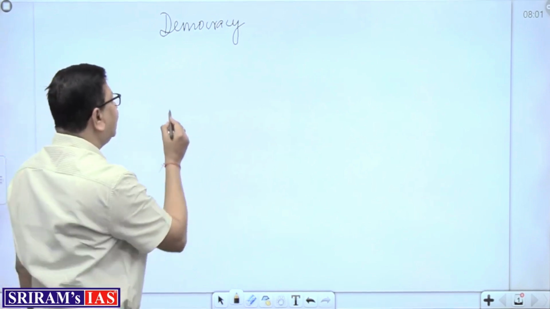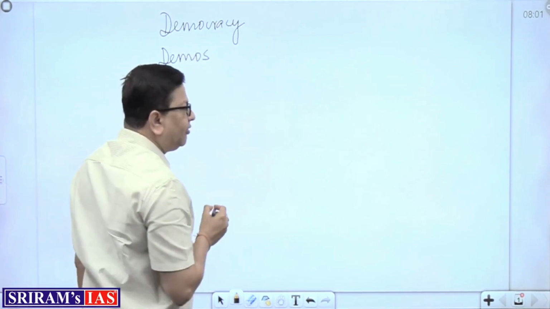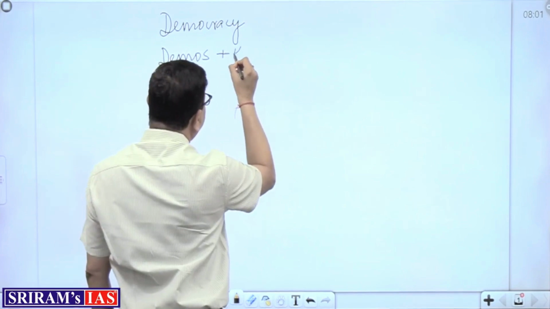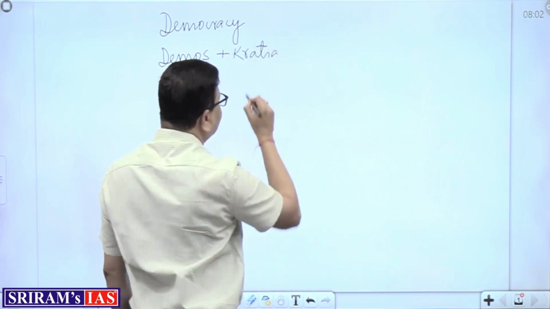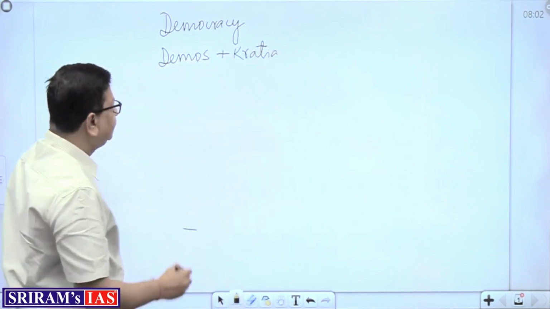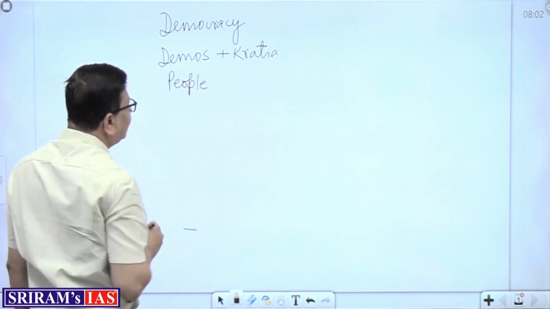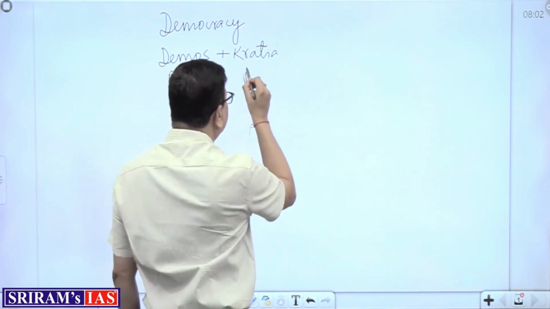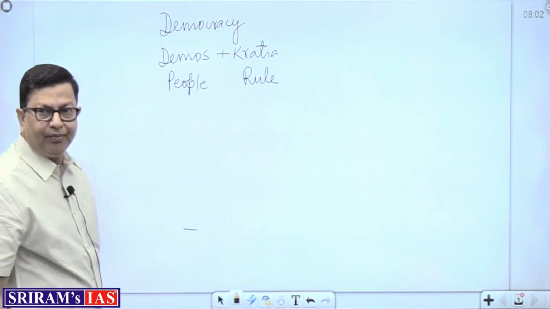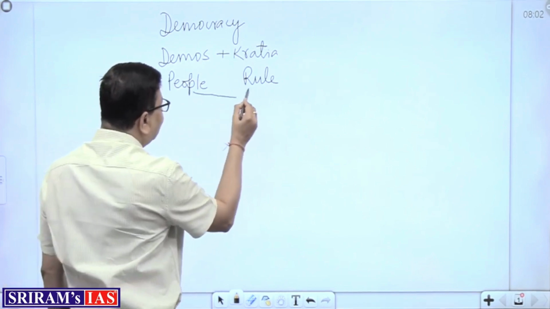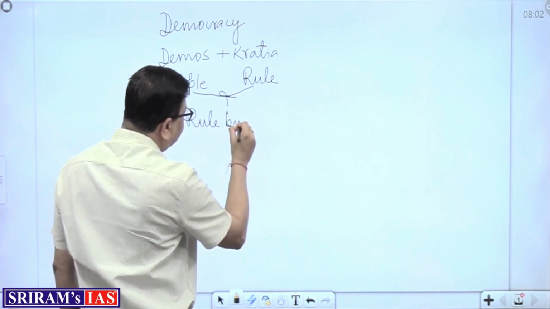You see, democracy is a combination of two words: Demos plus Gratia. Demos means people and Gratia means rule. So, democracy here will mean rule by the people.